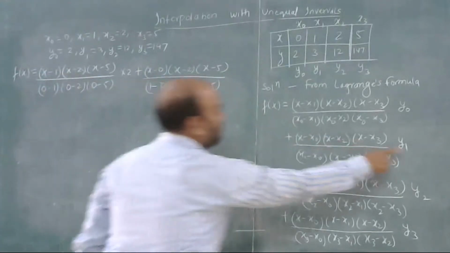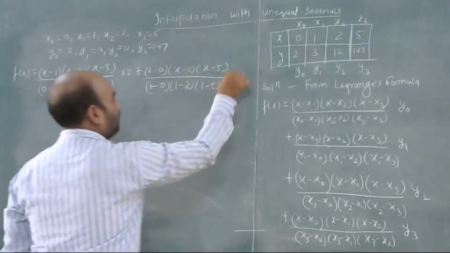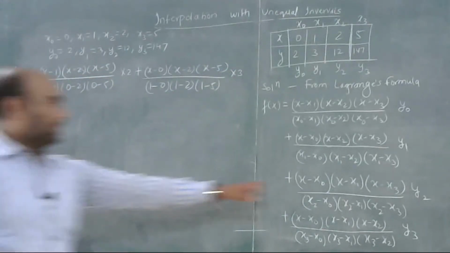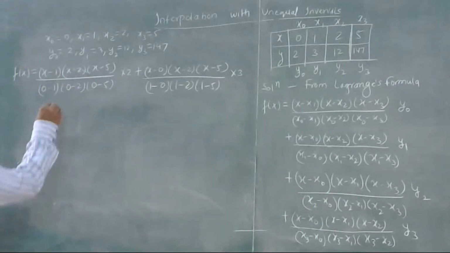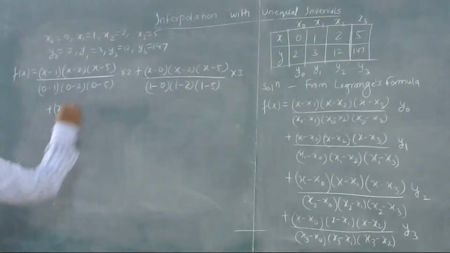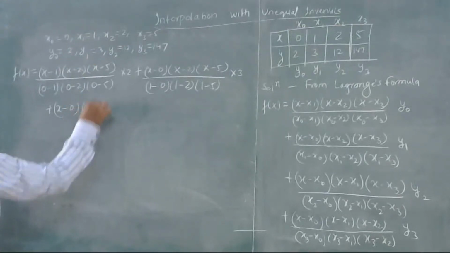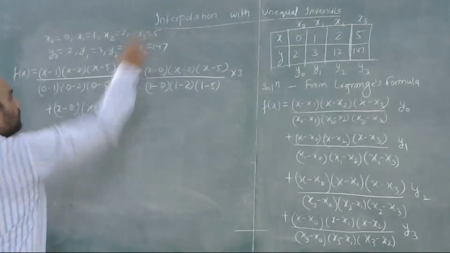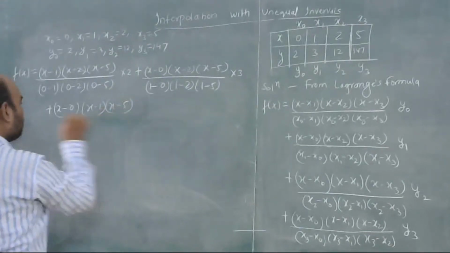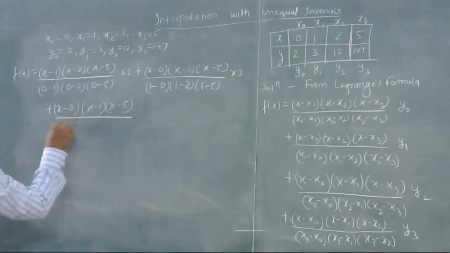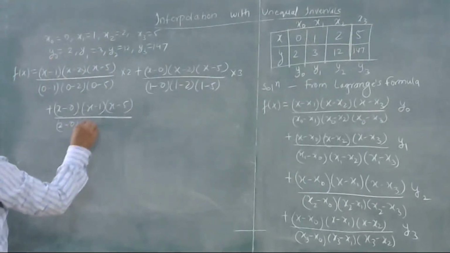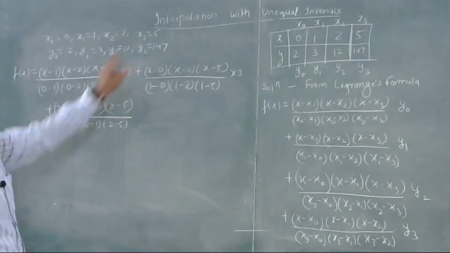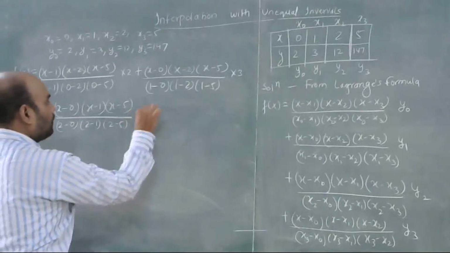And here the value of y1 is 3, multiplied. Plus the third term: x minus x naught is 0, x minus x1, x minus 1. This will be, x2 is absent here, so this will take x minus x5, whole divided by 2 minus 0, 2 minus 1, and 2 minus 5. The value of y2 is 12, into 2.